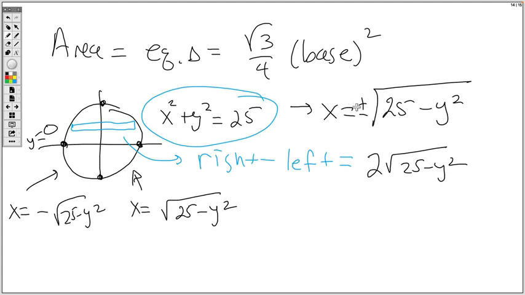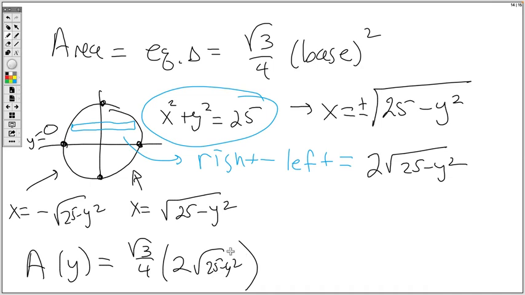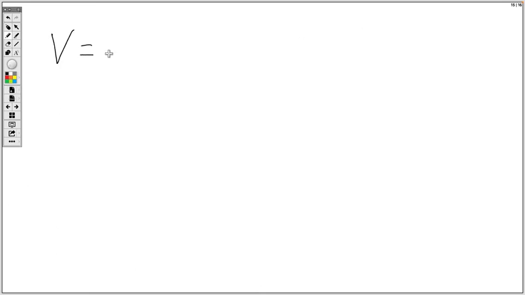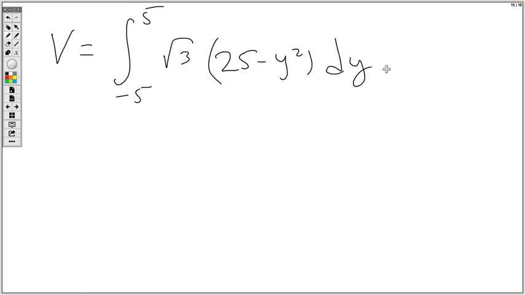you get 0 out. So that means my area as a function of y is root 3 over 4 times the base squared. And this is actually kind of nice because look what happens. The 2 squares to give you a 4, which cancels out the 4, and I got root 3 then. And what happens to the square root? That cancels out as well. So you get an integral that really isn't that bad. So my volume would be the integral from minus 5 to 5, root 3 times 25 minus y squared dy.